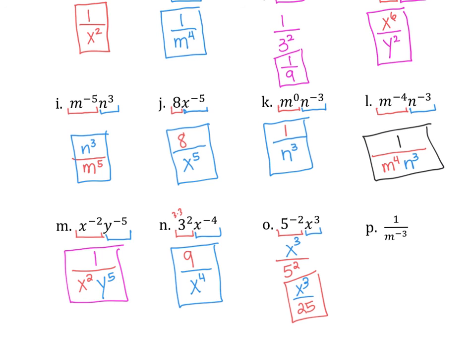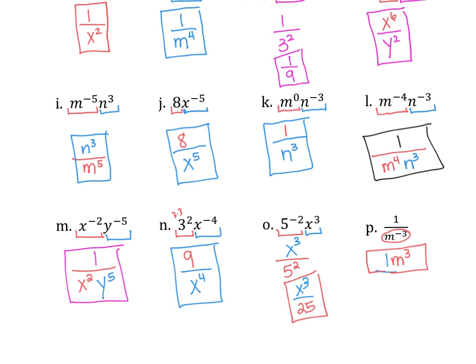Okay, last one's P. It has a twist. Okay, the 1, nothing wrong with the 1. Let's keep it at the top. Okay, now I look at the bottom. The bottom has m to the negative 3. Okay, it's a negative exponent, so I need to move it. But it's already at the bottom. Since it's already at the bottom, I'm going to move it up to the top. And then I can change the exponent to a positive. There's nothing at the bottom. I don't have to put anything there.